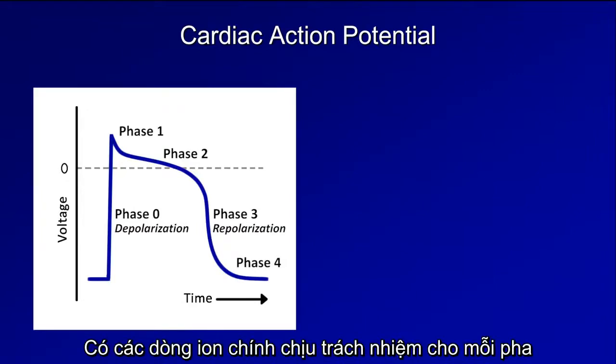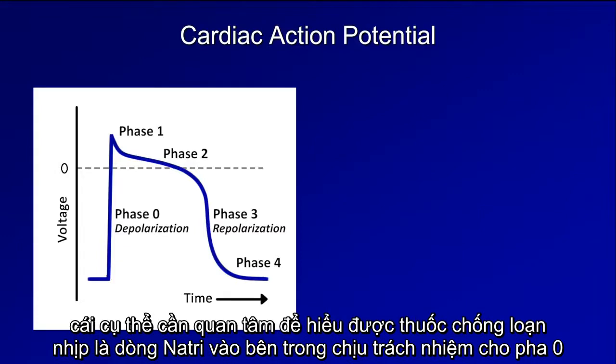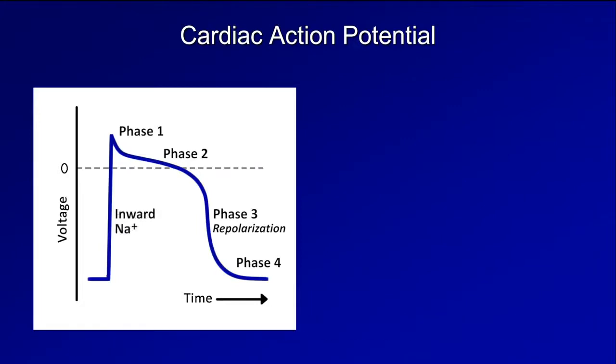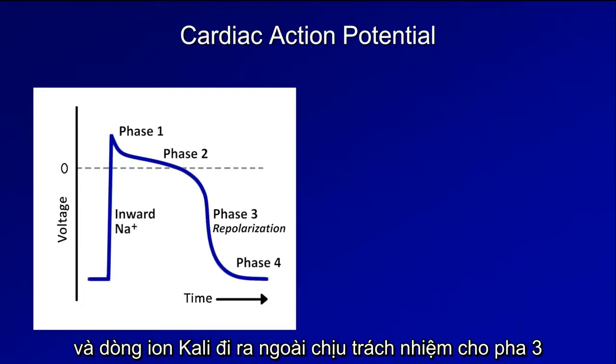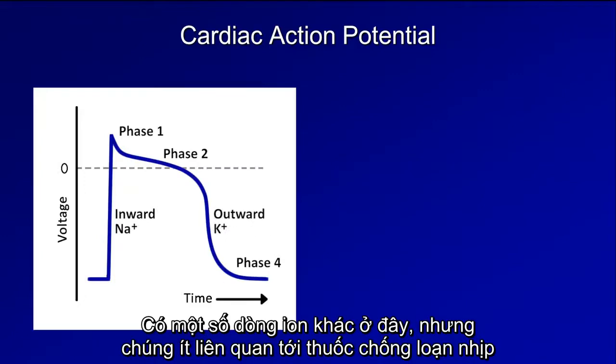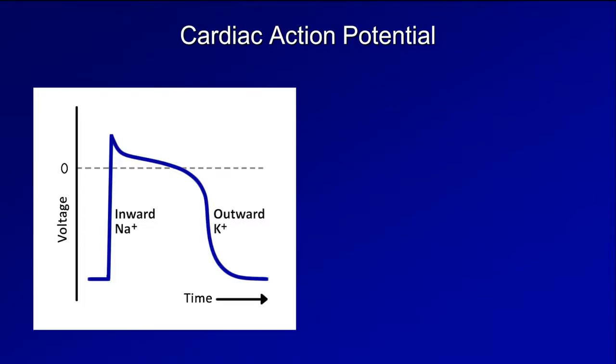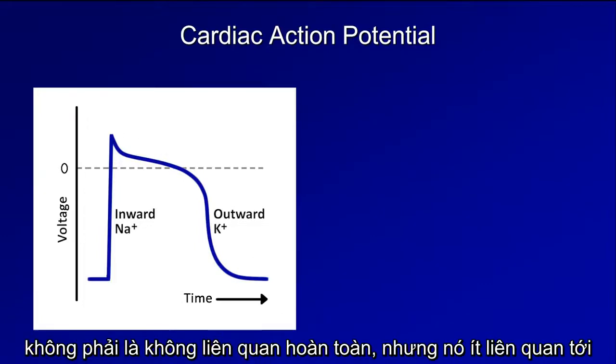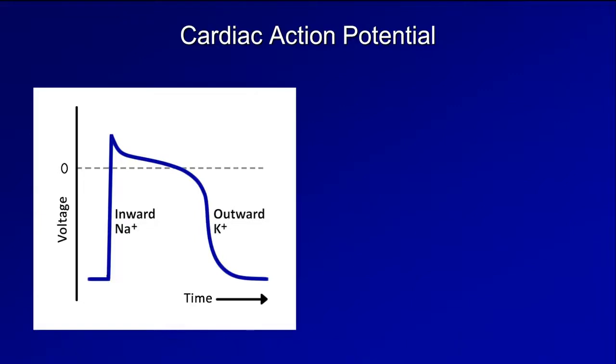There are certain ion currents primarily responsible for each of these phases. Of specific interest to understanding antiarrhythmics is the inward sodium current that is responsible for phase 0, and the outward potassium current that is responsible for phase 3. There are other ion currents going on here, but they are less relevant for antiarrhythmics. Not totally irrelevant, but less relevant.